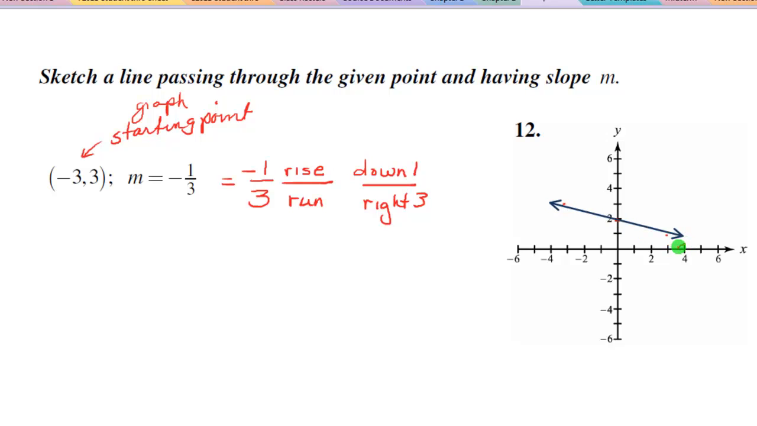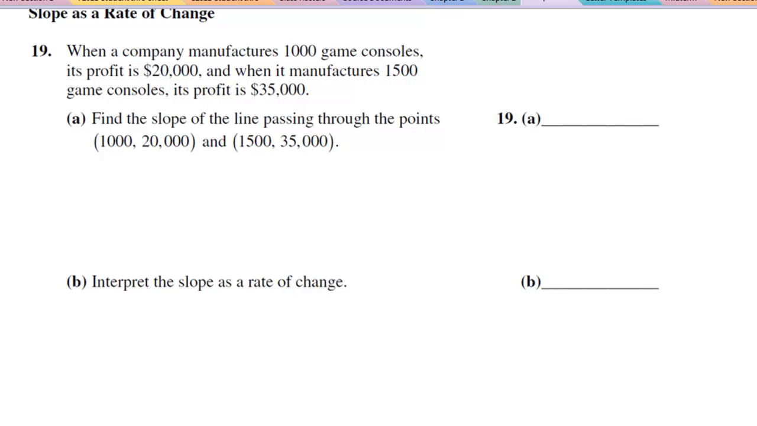Okay, that's close. Notice too that we expected the line to fall because it was a negative slope, and it sure does fall.